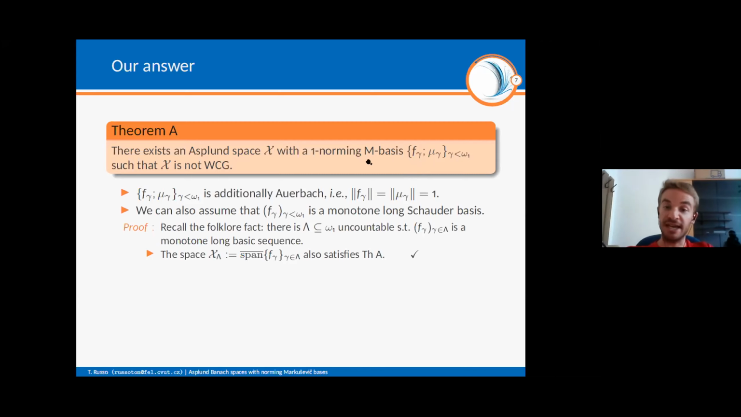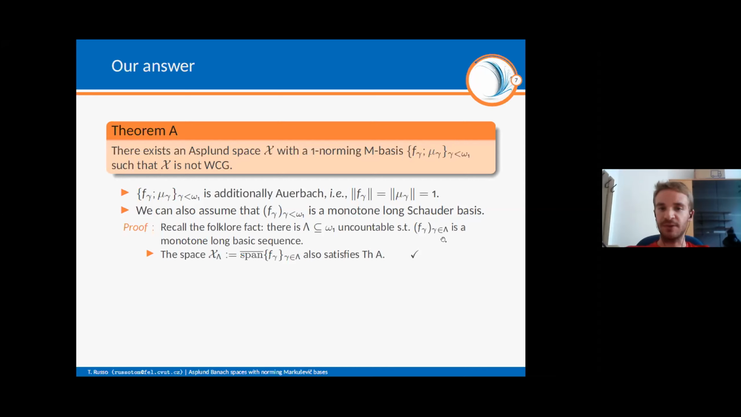And moreover, we can assume that these vectors f_gamma are also a long Schauder basis, a monotone long Schauder basis. The reason for this is extremely simple. If you remember the folklore facts I mentioned before, these vectors will be a Schauder basis, Schauder basic sequence, pardon.